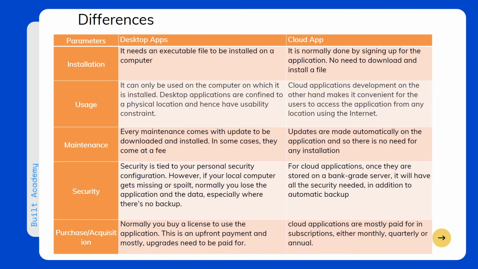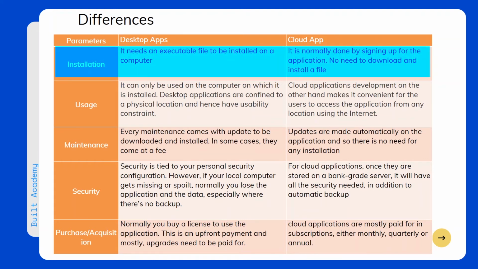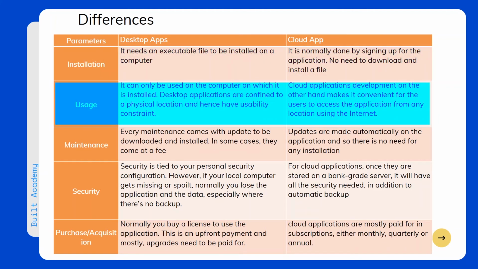Let's now discuss the parameters bordering desktop applications and cloud applications. First is installation. For desktop applications, you will need an executable file to be installed on a computer. Whereas with cloud applications, it is normally accessed by signing up for the application, so there is no need to download and install a file. With usage, desktop applications can only be used on the computer on which they are installed, so they are confined to a physical location and hence have usability constraints.